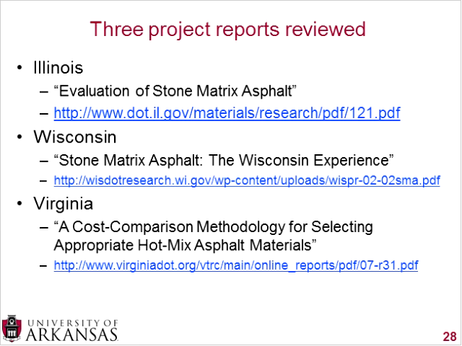So this first link is from Illinois, and if you click on that link, you can actually download the PDF file, and that is entitled Evaluation of Stone Matrix Asphalt. The next one we'll be looking at is from Wisconsin, and that is very aptly titled Stone Matrix Asphalt, the Wisconsin Experience. And then I also chose the Virginia report because the Virginia report went into a little bit of cost analysis. And I know that cost is always on the forefront of people's minds, so we'll go over a little bit about Virginia's experience with cost. But these are 3 very good reports.